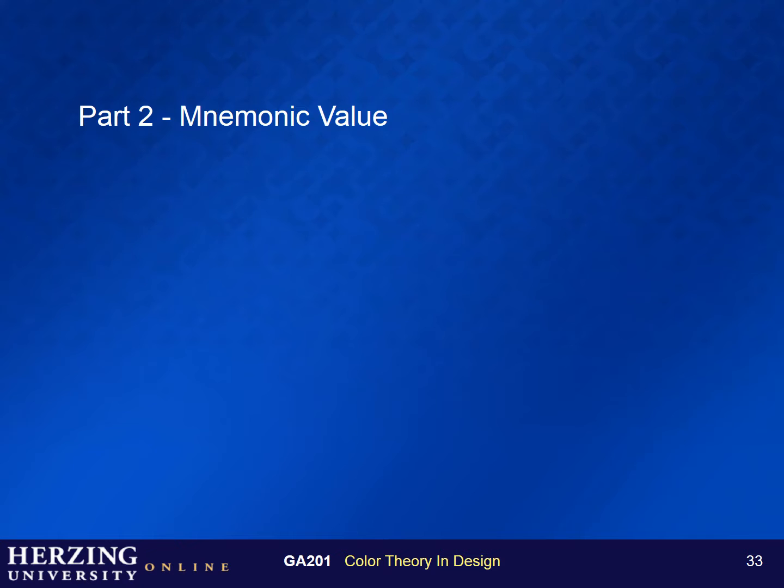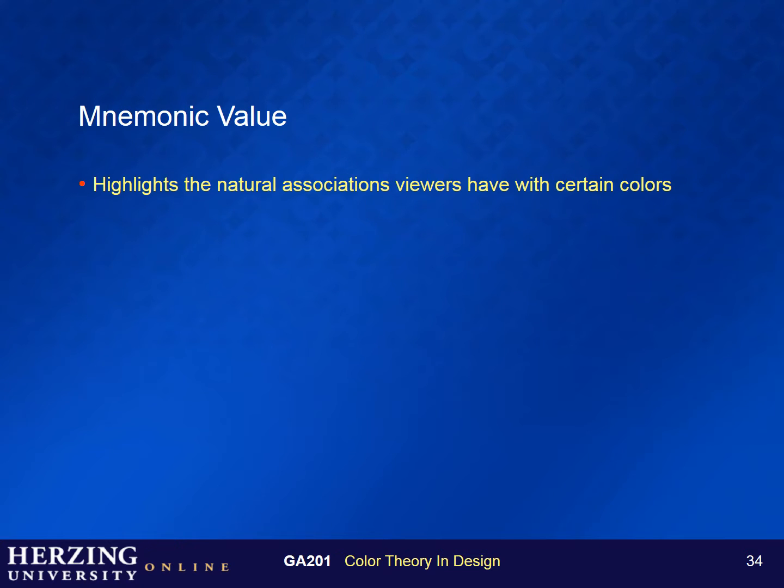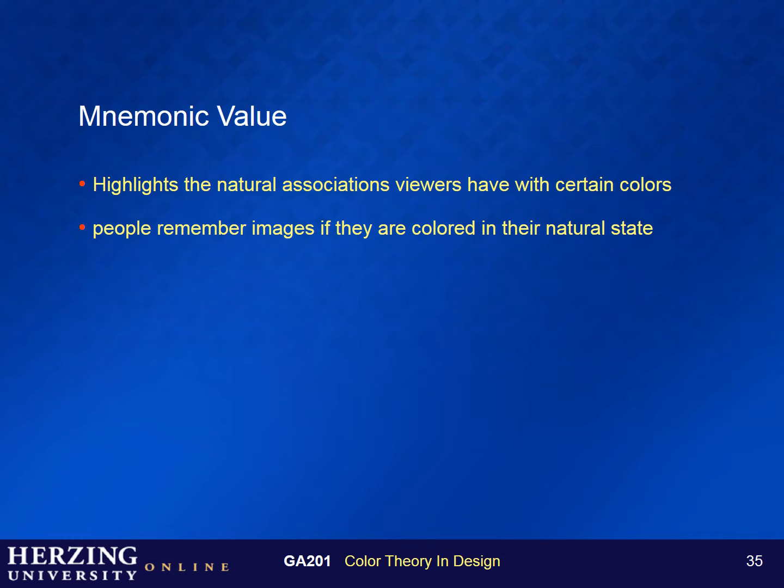Part 2. Mnemonic value. Mnemonic value is a device designers can use to highlight the natural associations viewers have with certain colors. The word mnemonic itself comes from the Greek mnemonikos, which means mind. Studies by psychologists have revealed that people are more likely to remember images if they are colored in their natural state. That is, when people hear the word grass, they visualize green. Black and white images, or images colored in unnatural schemes, are less likely to be remembered in great detail.